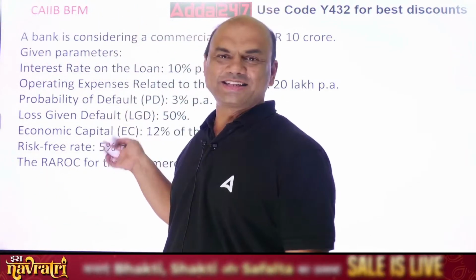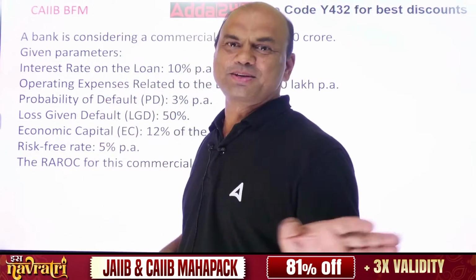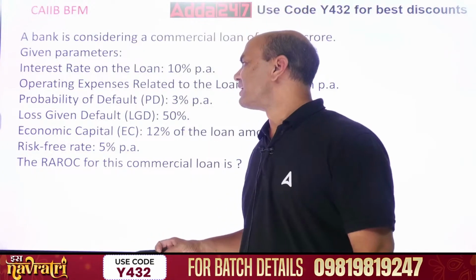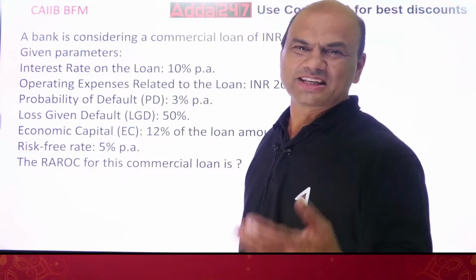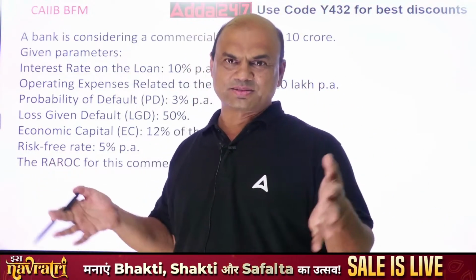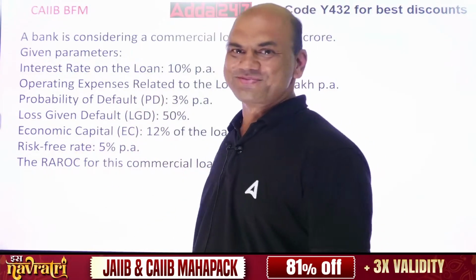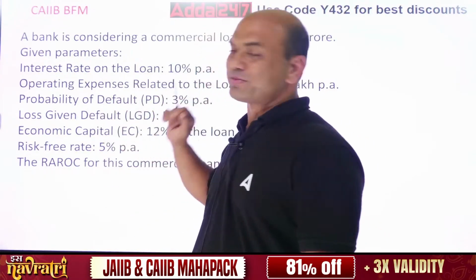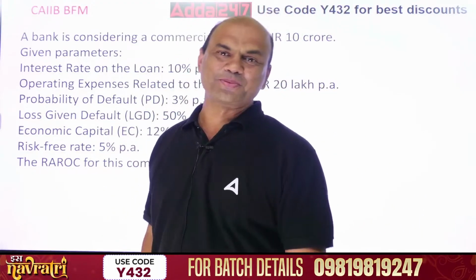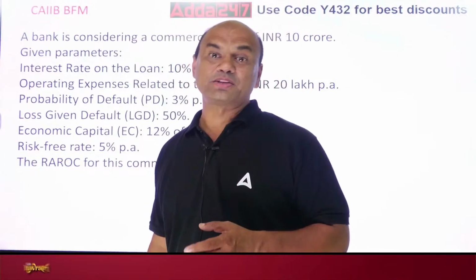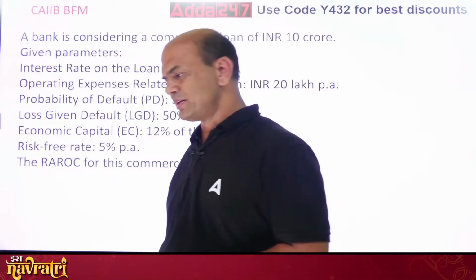So, whatever are easy ones, I'll skip that. Interest rate on loan, you know it. So, we'll skip it. Operating expenses, that also you know it. Operating means what? Your salaries, your maintenance cost, all these things, that you know it, skip. Probability of default. Now, these terms are important. What is PD? Probability of default means what are the chances of this loan getting default? How will you know this?